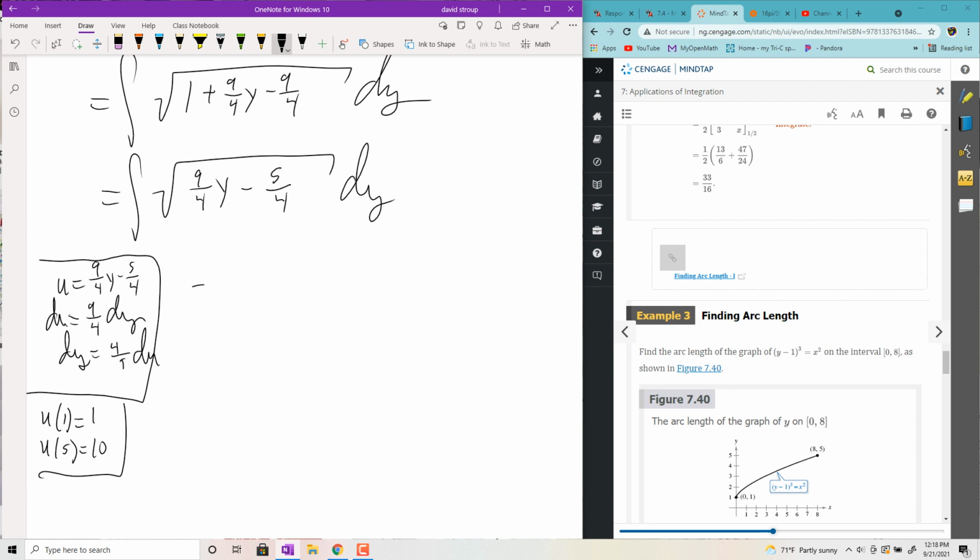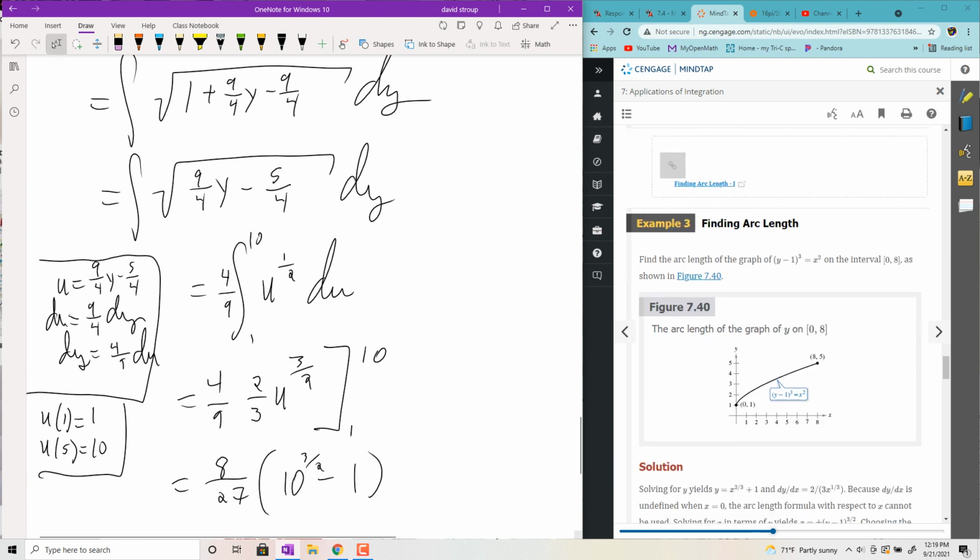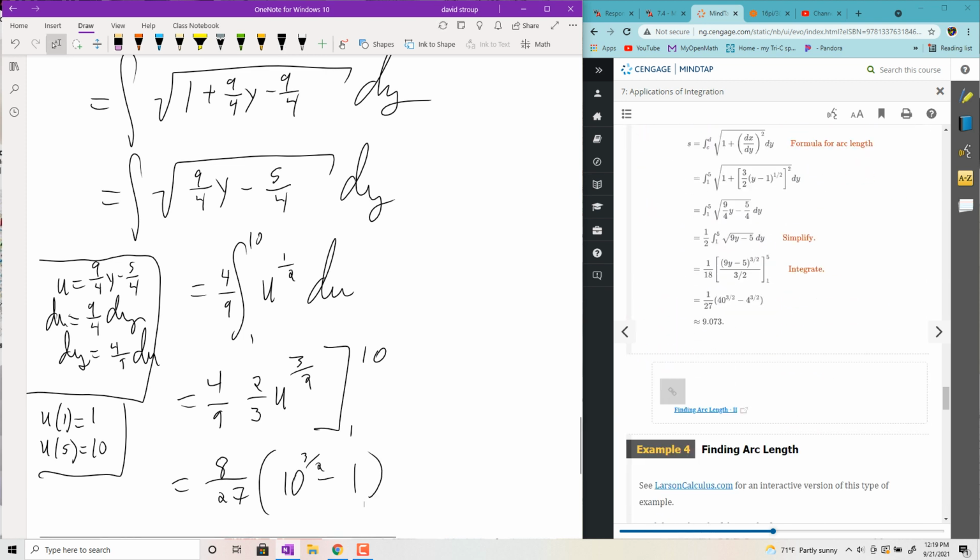Okay, so my new integral is u to the 1/2 times 4/9 du. The new limits are 1 to 10. So I get 4/9 times u to the 3/2 times 2/3, from 1 to 10. This should be 8/27 times 10 to the 3/2 minus 1 to the 3/2, which is just 1. Go through there and see your answer is the same.